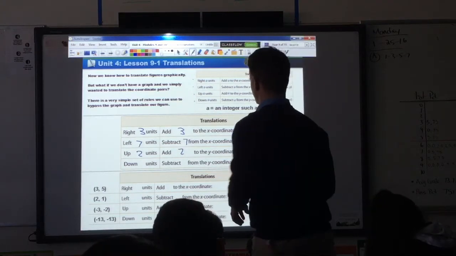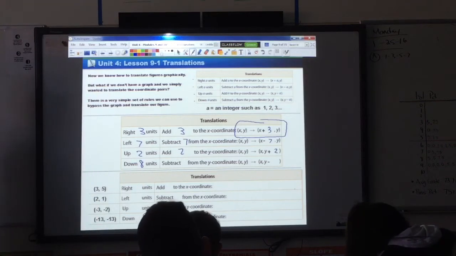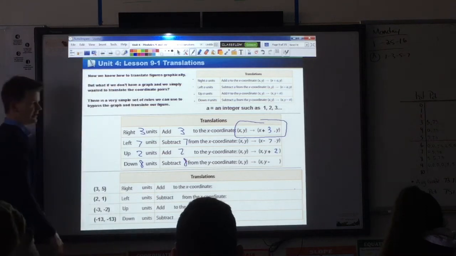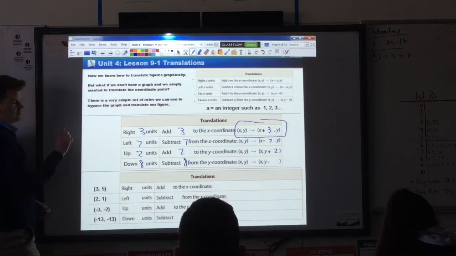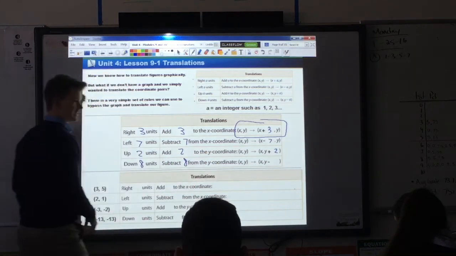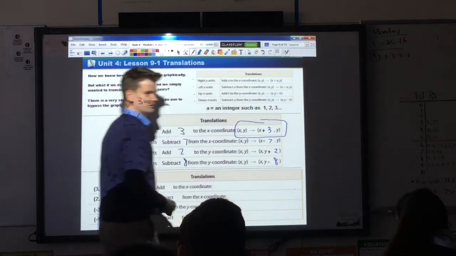Last but not least, Allison, give me a number. 8. So we're going down 8 units. If I go down 8 units, that means I'm subtracting 8 from the y coordinate. My notation is going to look like this: x comma y, arrow. x does not change, but what's happening to the y? We're subtracting 8.